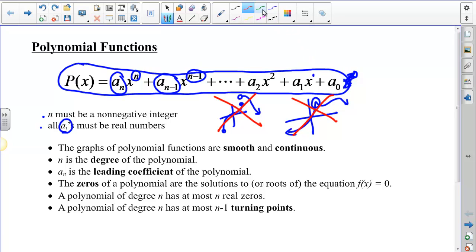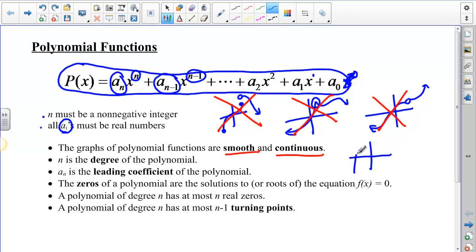We also have some functions that have holes in them, and when we have a hole in a function, it goes like this, and then there's a hole, and then it keeps on going. If that hole wasn't there, that would be a polynomial function, but because of the hole, it's not a polynomial function because it's not smooth and continuous. So polynomial functions are really fun to draw. You just draw them nice and smooth and continuous, and they keep going on forever and ever.